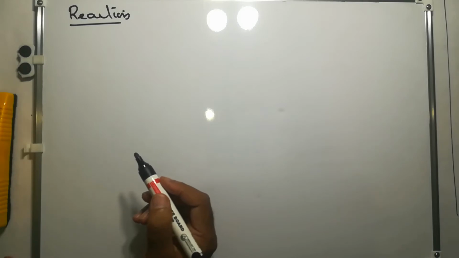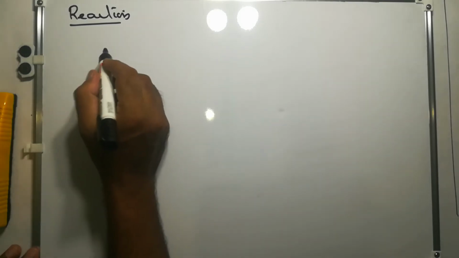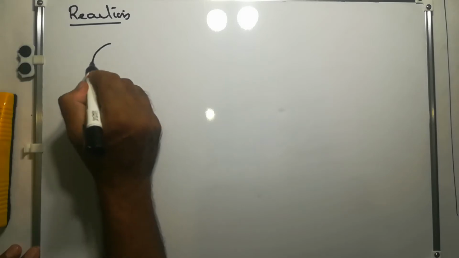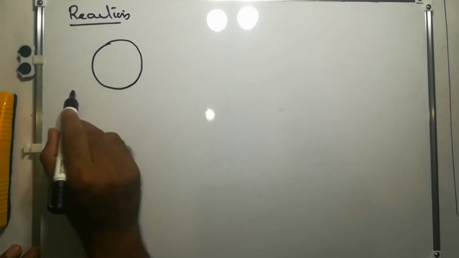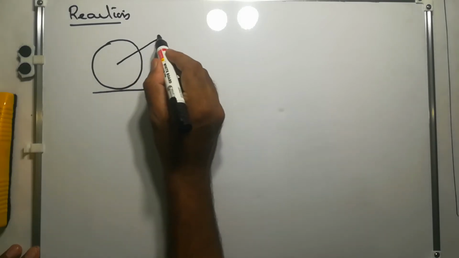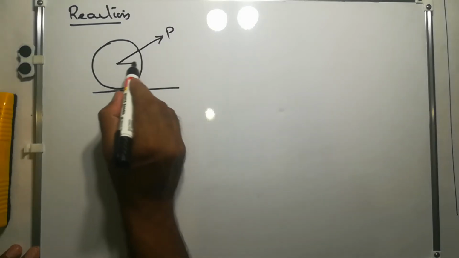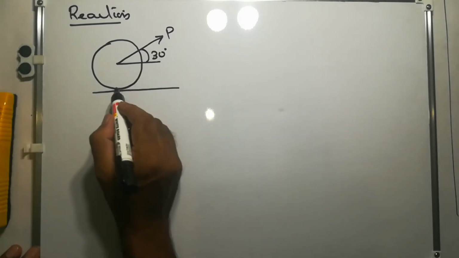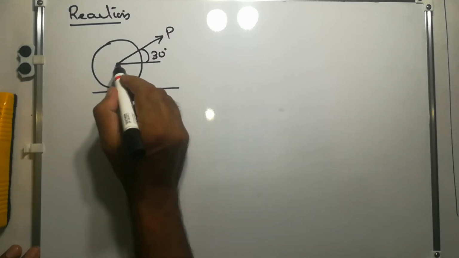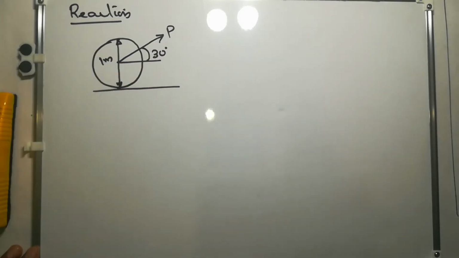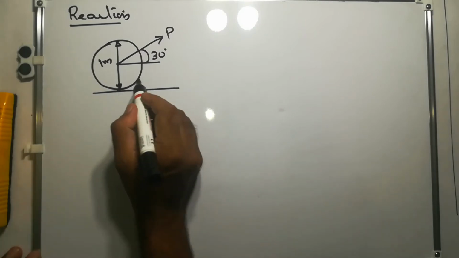One more problem, one simple problem we can solve. A roller of weight 10 kilonewton is rolling over a horizontal surface like this by applying a force of P at 30 degree with the horizontal. Its diameter is 1 meter.